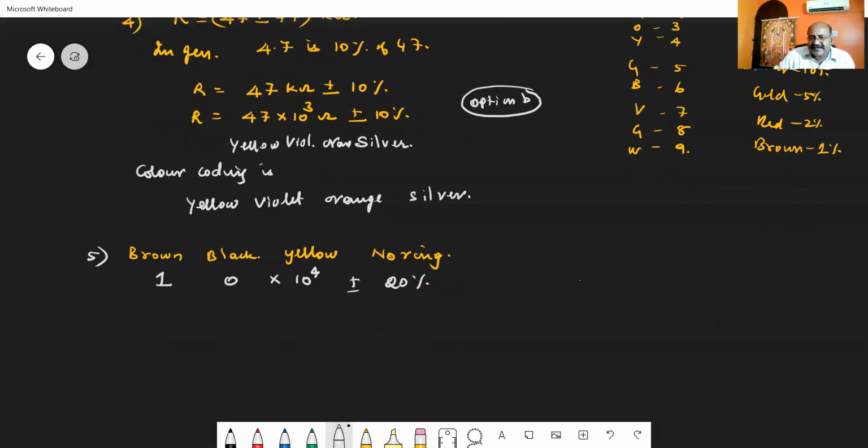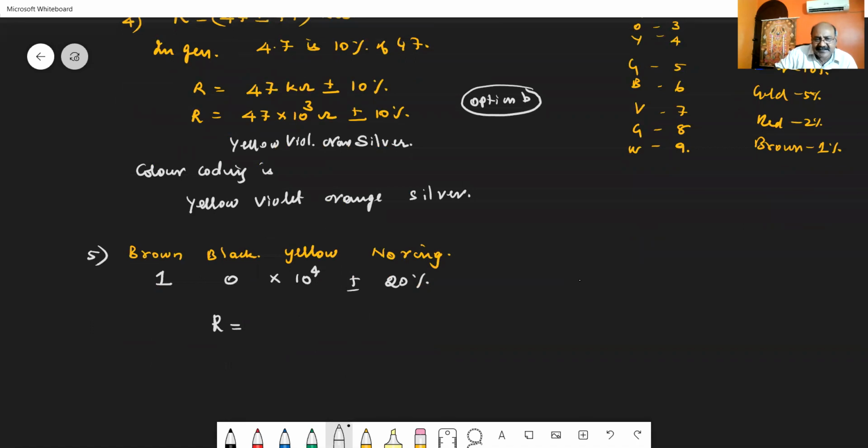But in your given answer, they are not represented regarding the tolerance. So what will be your answer? The value of the resistance R is equal to 10 into 10 to the power of 4 ohm, which can be written as 100 into 10 to the power of 3 ohm. Or on removing 10 power 3, I can put kilo. So 100 kilo ohm is the given answer.